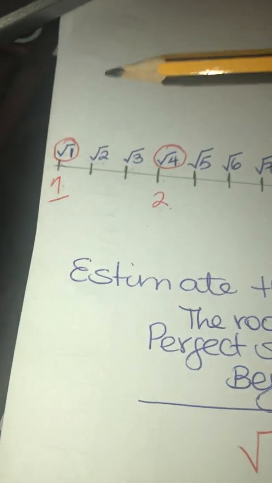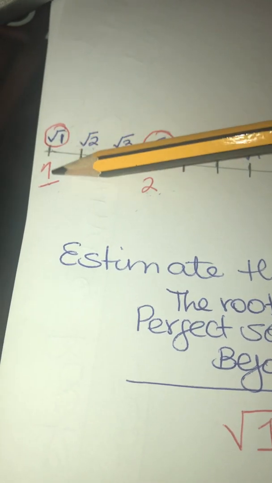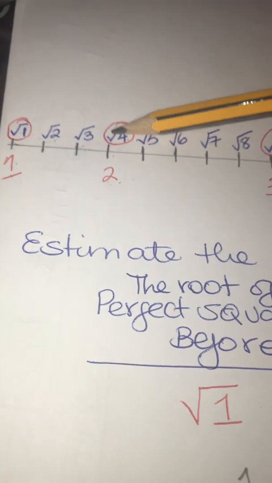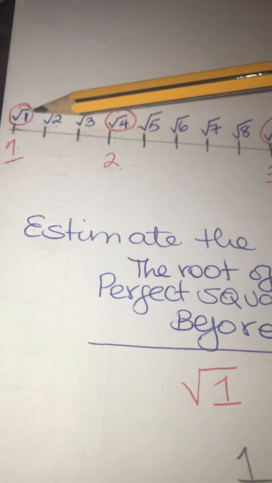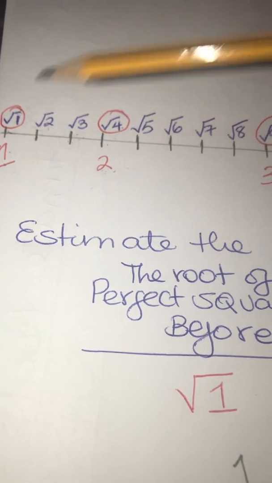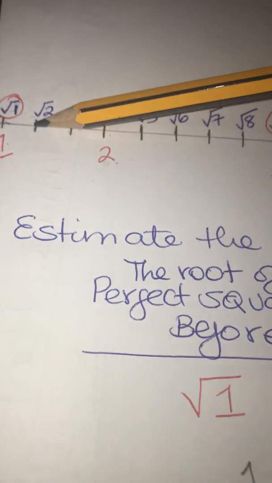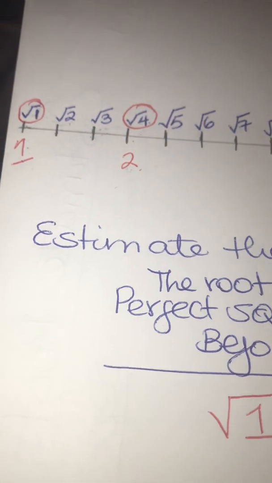Okay, so I was explaining the square root of 1 is 1. The square root of 4 is 2. In between the square root of 1 and the square root of 4, I'll find the square root of 2 and the square root of 3.